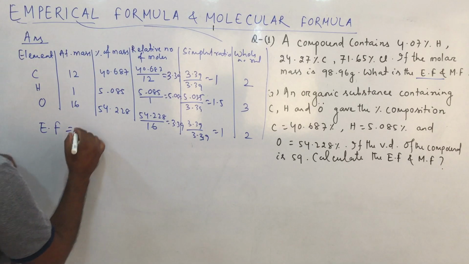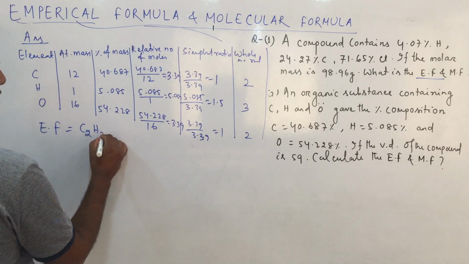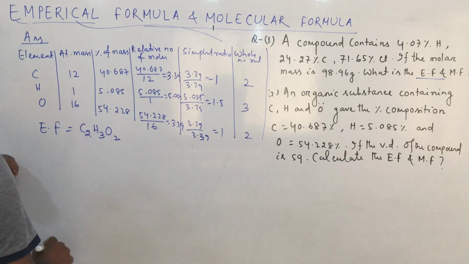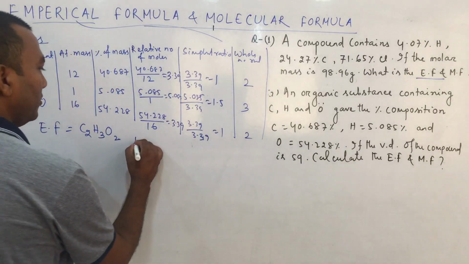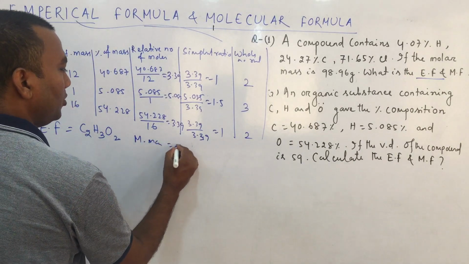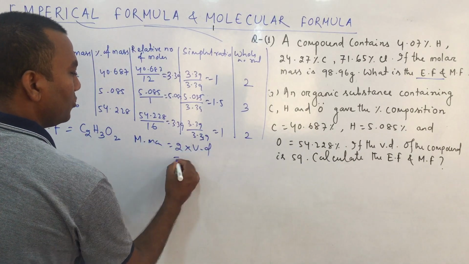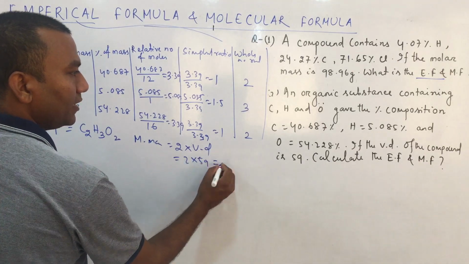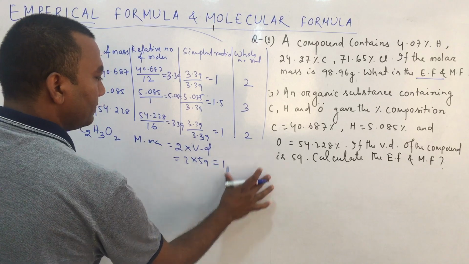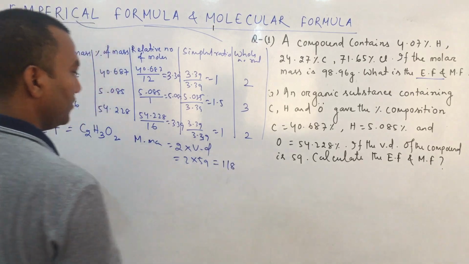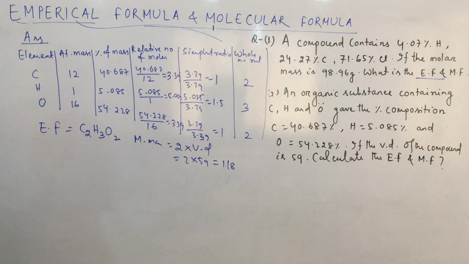We got the empirical formula as C2H3O2. Next, Vd is given, the vapor density. We know molecular mass equals 2 into vapor density. So 2 into 59, yes or no? That equals 118. This is the molecular mass. Next, what is N?